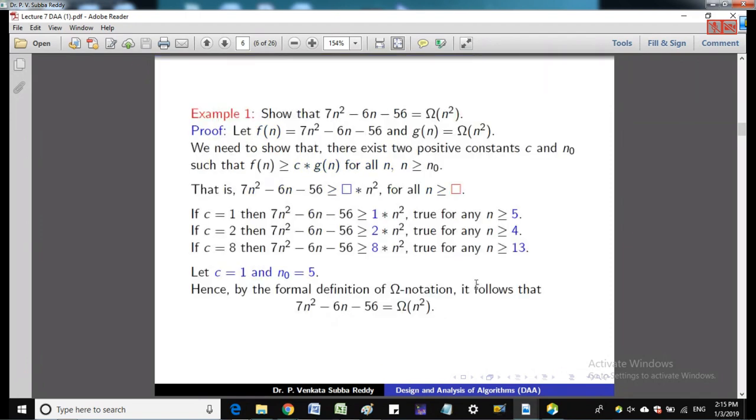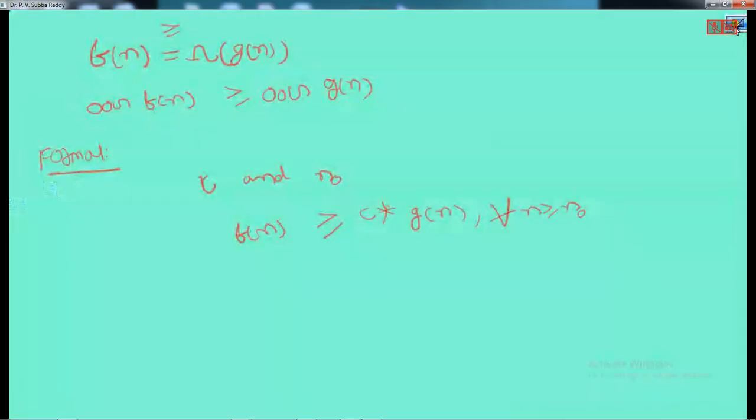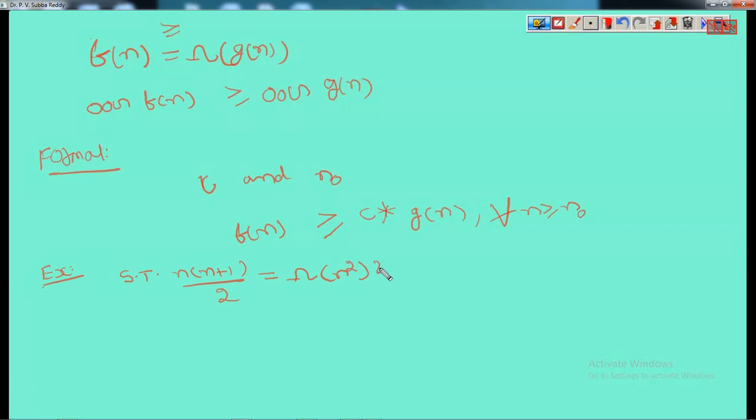Now let us show, for example, that n into n plus 1 by 2 is big omega of n square. According to this inequality, we need to find the constants. So what is f of n here? Proof. F of n is n into n plus 1 by 2, which if we simplify is 1 by 2 into n square plus 1 by 2 times n.